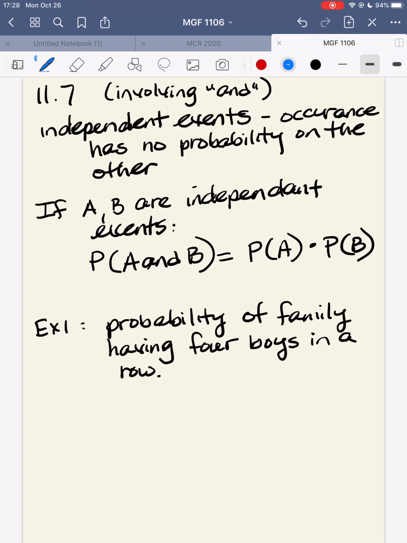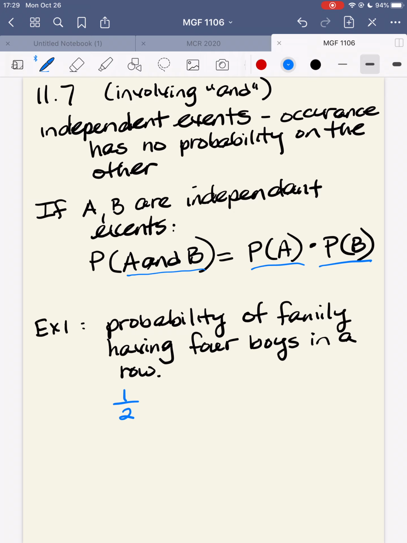So if A and B are independent events, that means the probability of A and B occurring, we just multiply the probability of A times the probability of B. For example, we're going to look at the probability of a family having 4 boys in a row. Assuming that having a boy and a girl has equal probability, you're going to get one or the other. So the probability of having your first boy is 1/2. You either get a boy or a girl, so you have a 1 in 2 chance of having a boy.